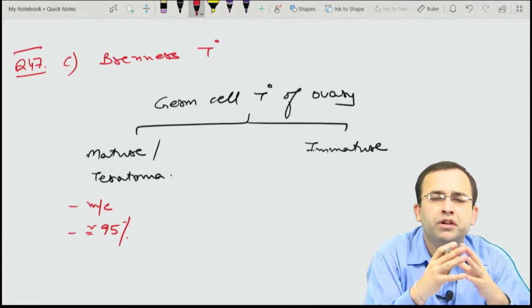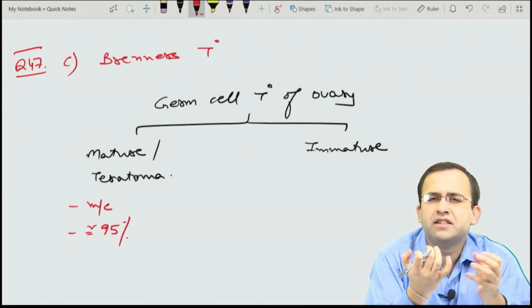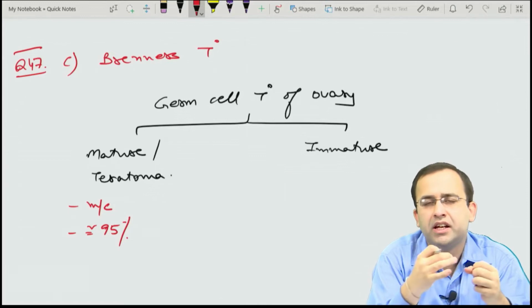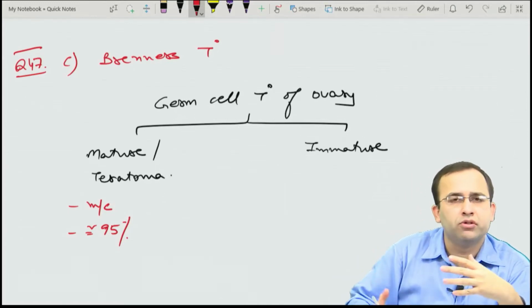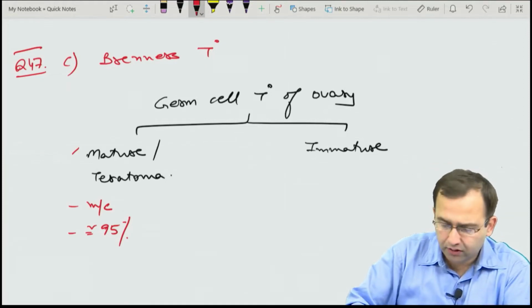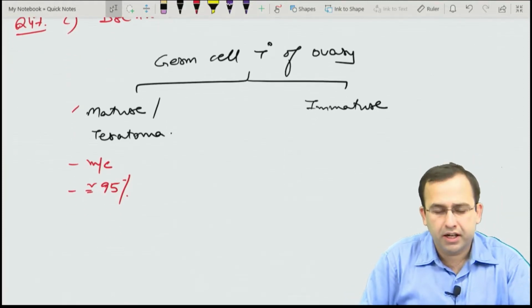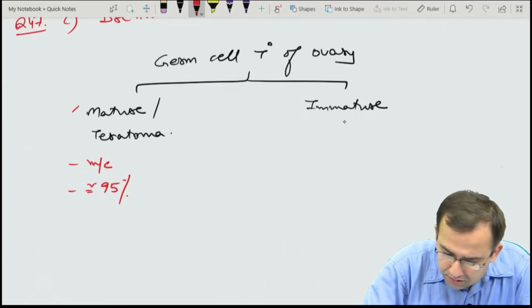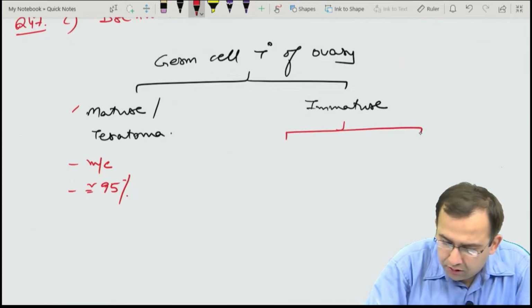All of you would have seen the gross of a teratoma. It is that dirty gross specimen of hair, cheesy material and teeth which is extruding out. It has all ectoderm, mesoderm and endoderm. That is teratoma.